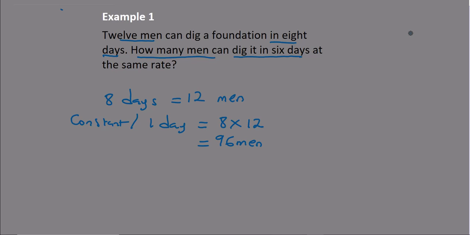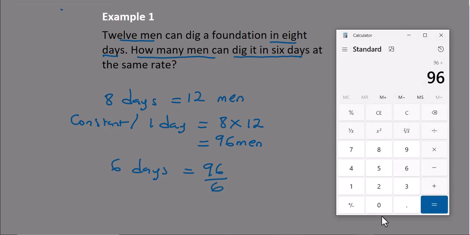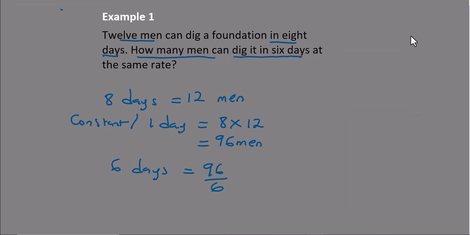Now the question asks, how many men can dig it in 6 days? So in 6 days, we'll have to divide by 6. So 96 divided by 6 is 16. So in 6 days, we need 16 men. So the idea here is we multiply first, then divide later. Like you saw here, we had to multiply first, but from this point we divide. And another thing is that you have to focus on the information given to you.